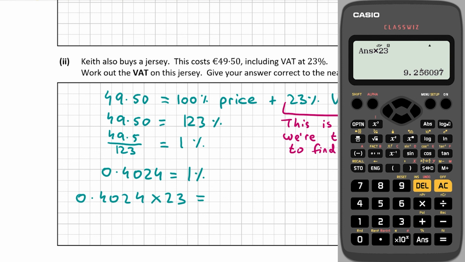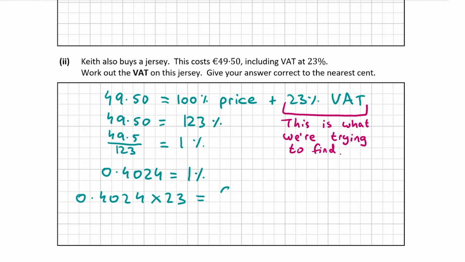And I get 9.256097. So I wanted the answer correct to the nearest cent. And obviously in cents, that's at 2 decimal places. So you know when you're in a shop, it's like 1999, so 19.99. You never see a point and then more than 2 numbers when you're buying something in the shop. So I want 9.2, and then the third number there, the 5, is going to go up to 6, as the number after the 5 is 6, which is bigger than 5, which means that we're going to round the 5 up to 6, so it's going to be €9.26. So that's the amount of VAT that Keith paid on the jersey, €9.26. So that's my answer for C part 2, which was worth 5 marks.